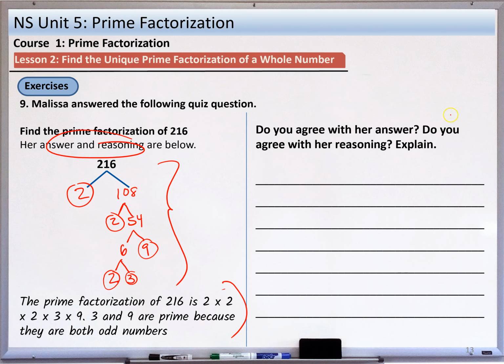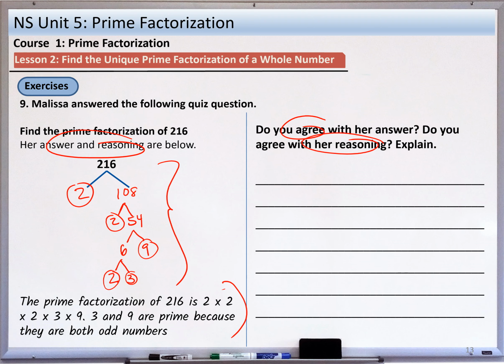And what you need to tell is, do you agree with her answer? And it's 2 parts. Do you also agree with the reasoning she used? And explain. Okay? If you haven't already done this, pause the video and answer it. If you have, just pause again and wait for the answer.